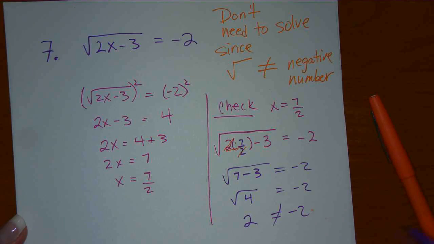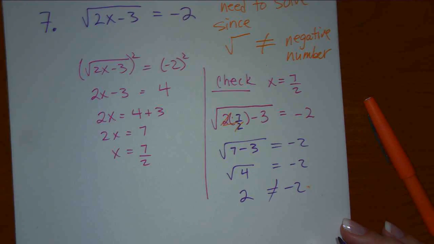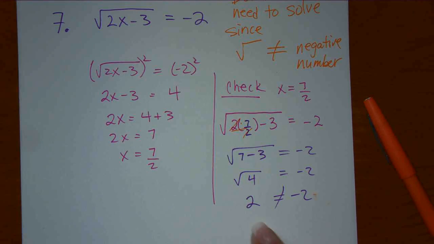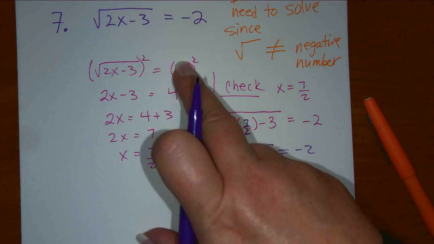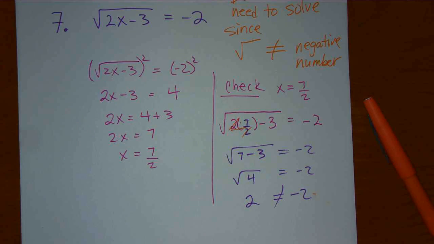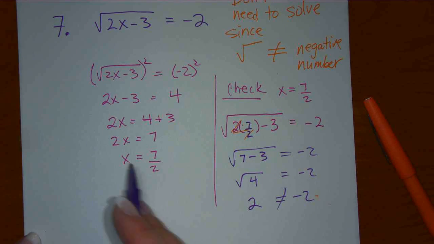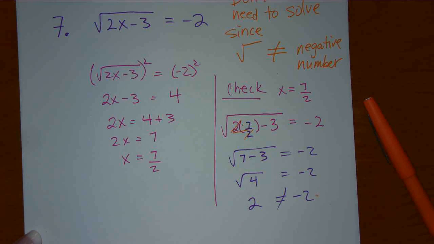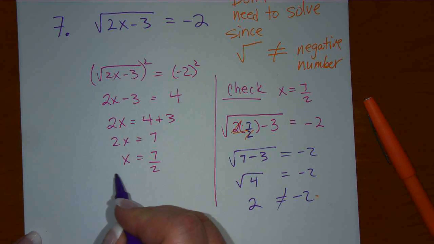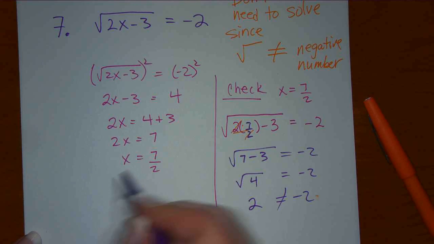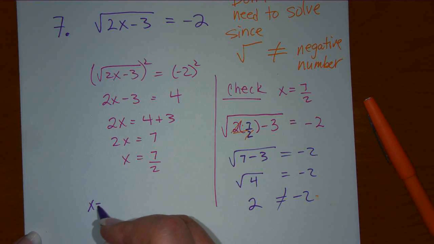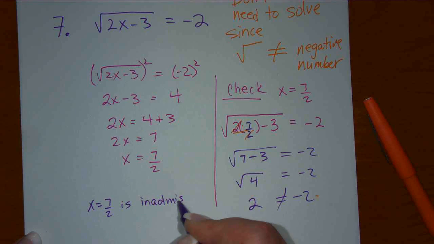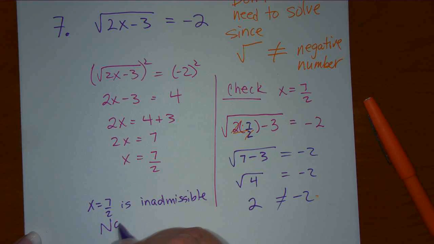not negative 2, right? And because we squared it, we kind of made it work for a positive 2, but the original question had the negative, so it won't work. Does that make sense? So even though you do get an answer, when you check it, you'll realize that it didn't actually work. So what do we say when it doesn't work? No solution. We can say x is 7 over 2 is inadmissible. There is no solution.